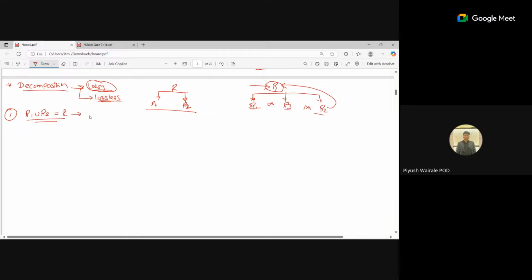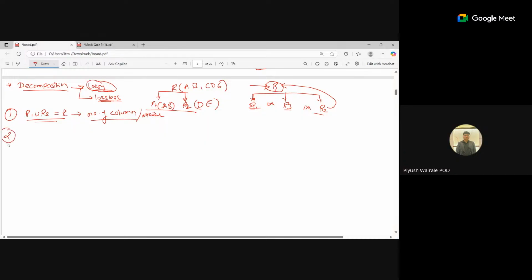This means we are verifying whether the number of attributes, or we can say columns, is the same or not. Let's say we have A, B, C, D, E here, and R1 just has A, B, and R2 just has D, E. In this case, if I take the union, I am not getting R. So this is not a lossless decomposition because one attribute is missing here.